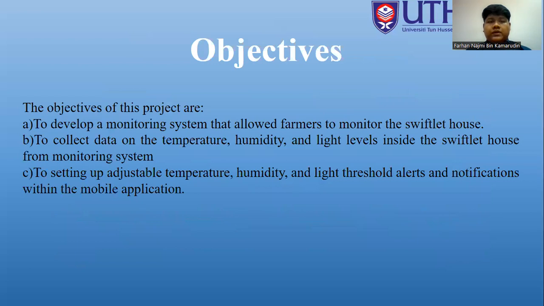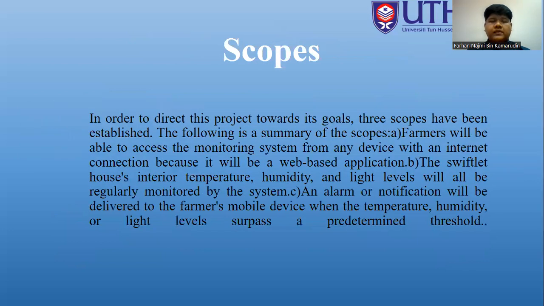So the objectives for the project are to develop a monitoring system that allows farmers to monitor the SWIFTLET house, to collect data on the temperature, humidity, and light levels inside the SWIFTLET house from the monitoring system, and to set up adjustable temperature, humidity, and light threshold alerts and notifications within the mobile application.